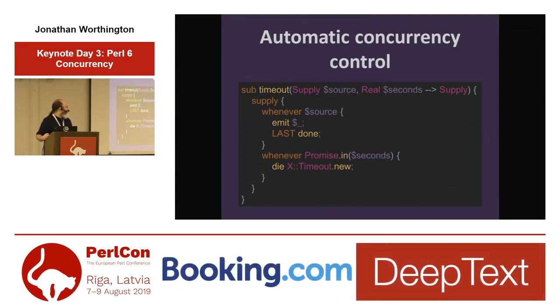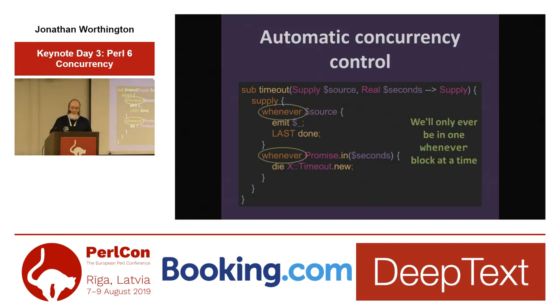Doesn't matter terribly much for this example, but there's also automatic concurrency control. This can be delivering events to us on one thread. The timer can fire on another thread. But we can trust that we'll only be in one whenever block in here at a time. We have automatic concurrency control there.